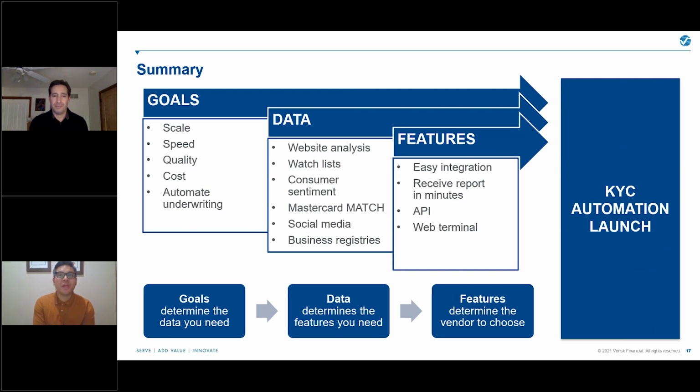So I know we covered a lot of territory in such a short time. So, doing a brief recap, you have your goals, which help you determine what you need. And then that helps determine the data, which helps determine the features you need. And all of that helps drive you to find a KYC partner to help you with your automation.